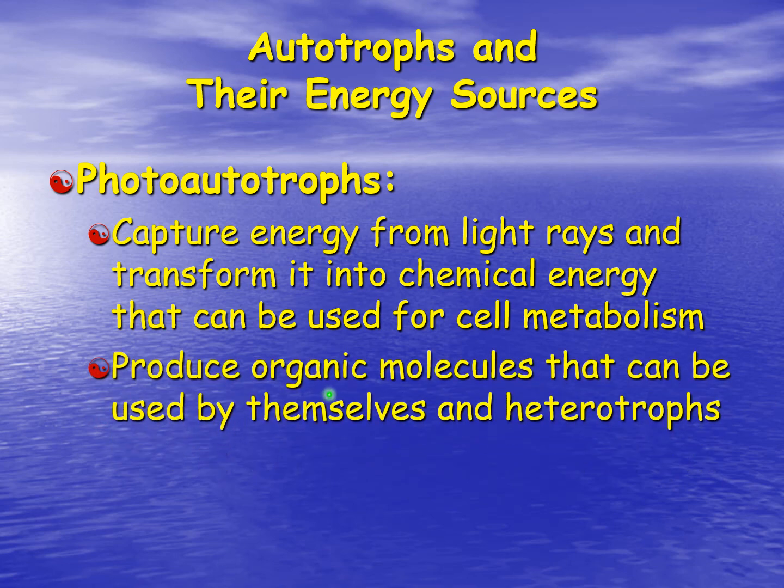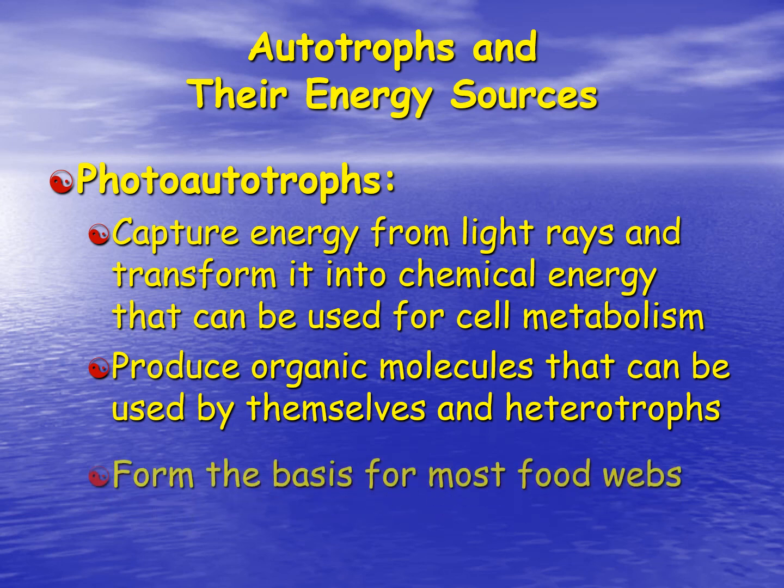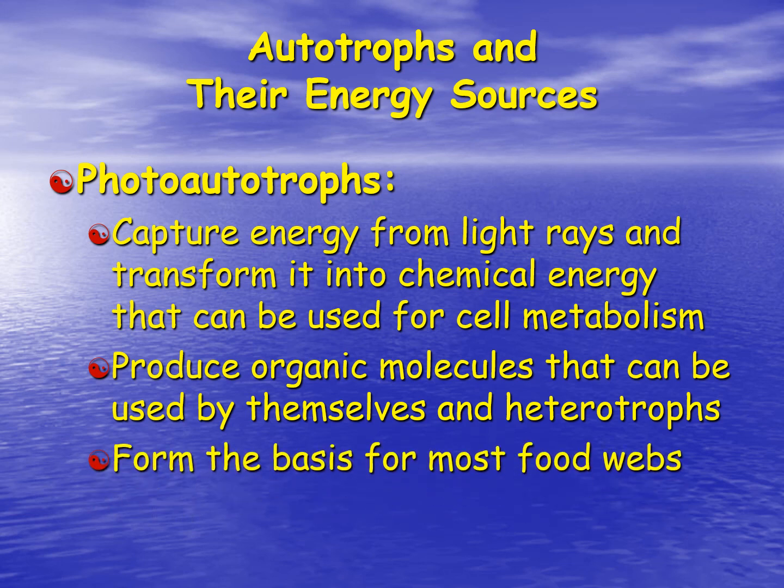Through the process of photosynthesis, they can produce the organic molecules that can be used by themselves and even heterotrophs. Plants fall into photoautotrophs, and think about it. Plants actually make their own glucose using CO2 and light, and then they can use that glucose to produce ATP. When we eat the plants, we can then use the glucose the plants made to make our ATP. And so photoautotrophs usually form the basis of most food webs.